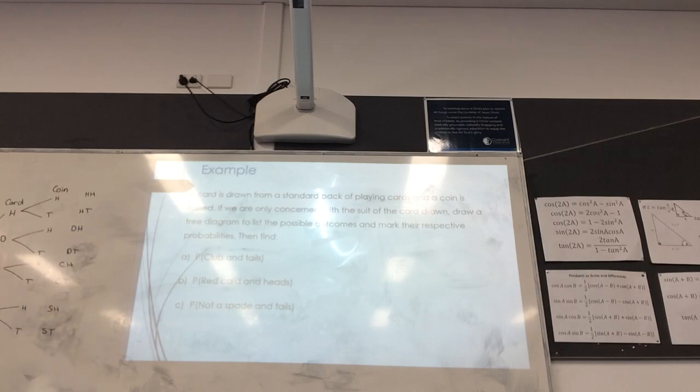So I'm going to write the sample space. Okay. And so you can see that I knew straight away from the question, I've got 4 options for cards, 2 options for coins. 4 times 2 is 8. I know there are 8 possible outcomes.